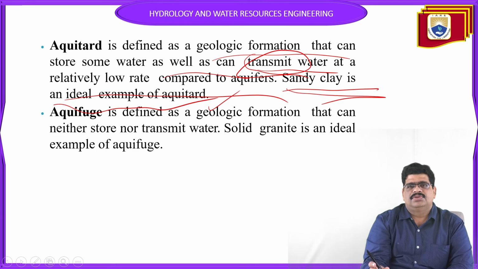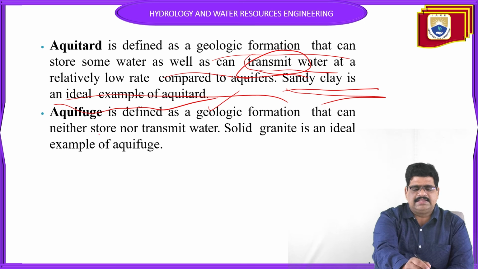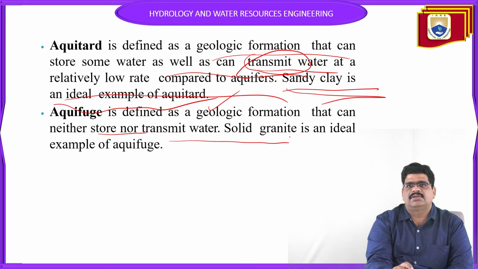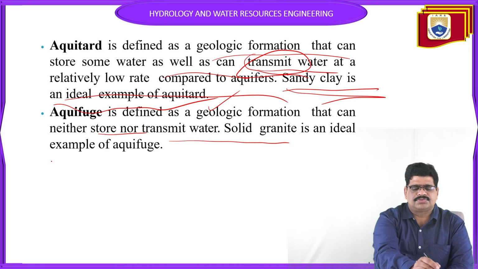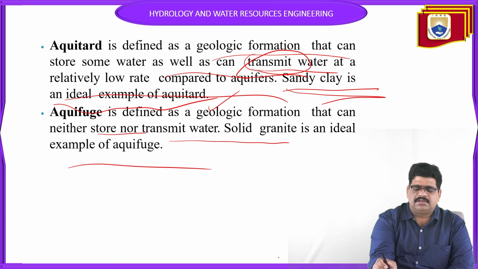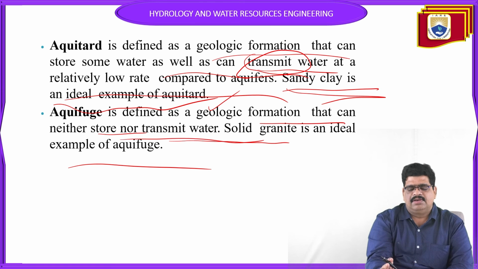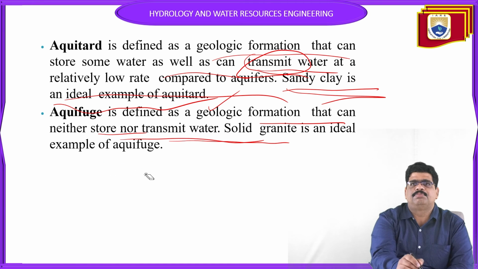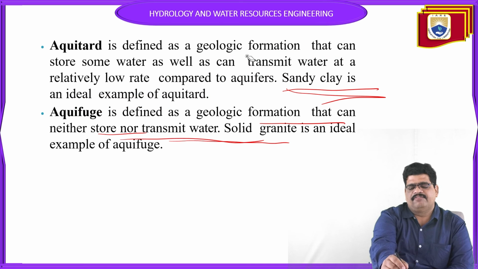Next, aquifuge. What is meant by aquifuge? An aquifuge is a geological formation that can neither store nor transmit water. Solid granite is the ideal example of the aquifuge. It is a geological formation that can neither store nor transmit the water, such as solid granite. Solid granite is the best example for the aquifuge. So this is the geological formation.